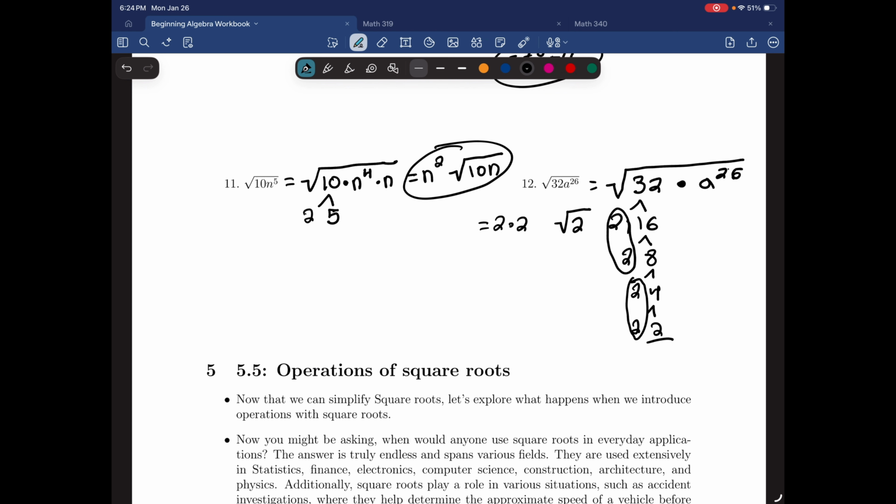And then a to the 26th power, since it's even, we can divide the power by 2. So 26 divided by 2 is 13. So we're going to get a to the 13th power. And now to simplify this, 2 times 2, that's 4, times a to the 13th power times the square root of 2. And that's your final answer.